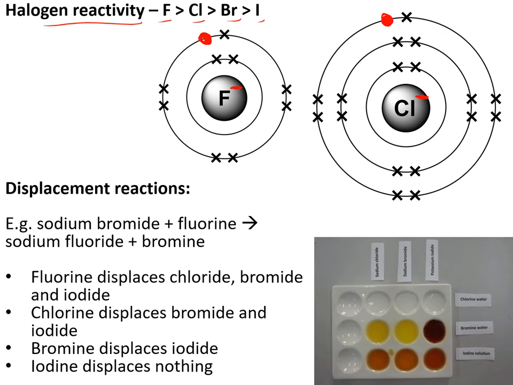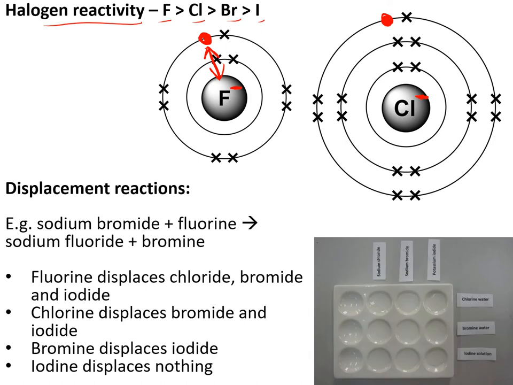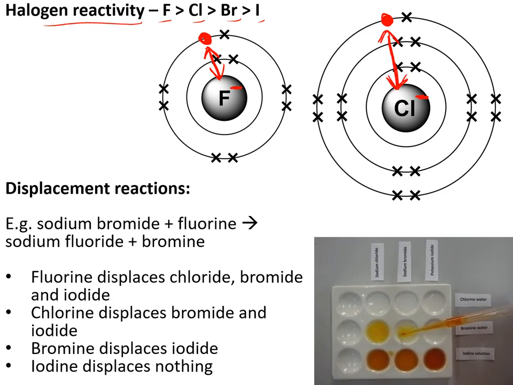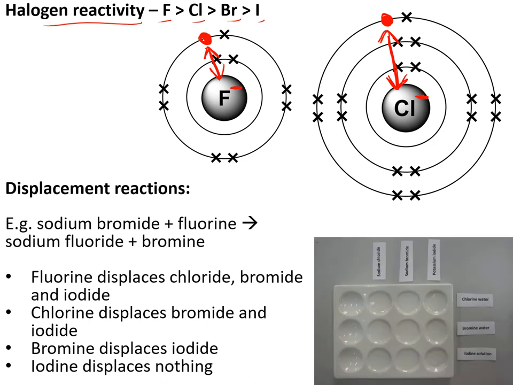Now, importantly, because fluorine is a smaller atom with fewer shells, the electron you're gaining is more strongly attracted to the fluorine atom, which makes the atom more reactive. In chlorine, that electron that is attracted is sitting in a shell that's further away from the nucleus, so it is less strongly attracted to the nucleus of chlorine, which makes chlorine that bit less reactive than fluorine, and bromine's less reactive than chlorine, iodine's less reactive than bromine, all because of this way that the atoms get bigger, so the electrons are further away and less attracted.